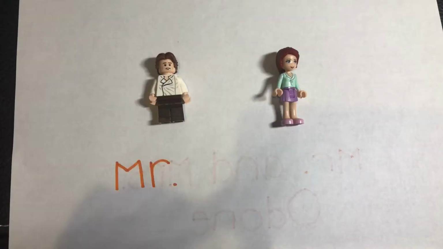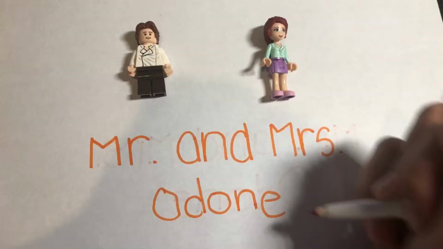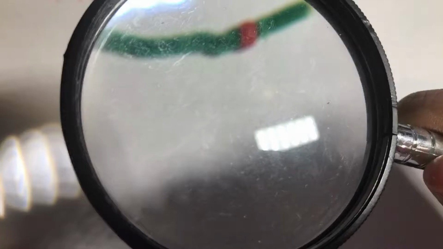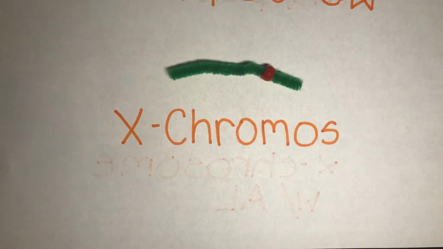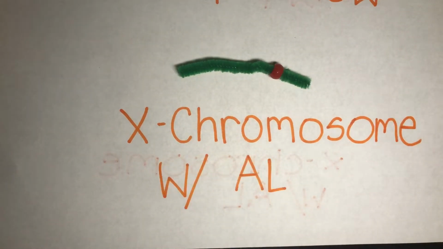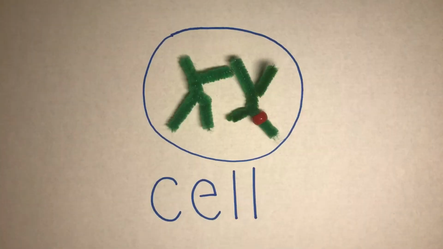So this is Mr. and Mrs. Adone. Mrs. Adone is a carrier of a disease called ALD. It only affects males and is carried on the X chromosome. So naturally, they want children. In order for this to occur, meiosis must happen. So let's say that 2n equals 8 for the chromosomes.